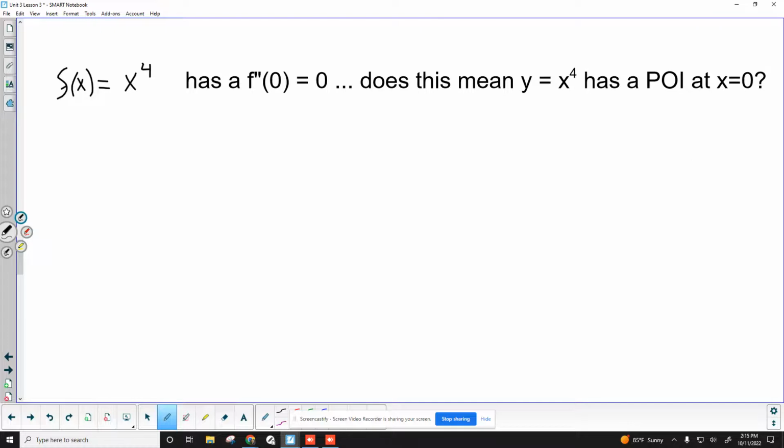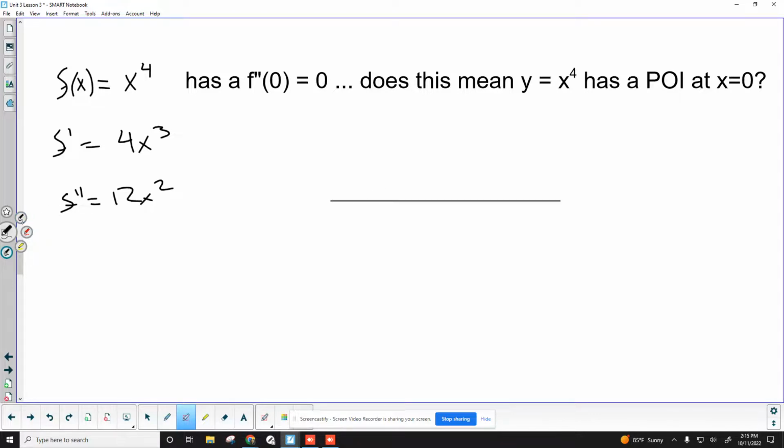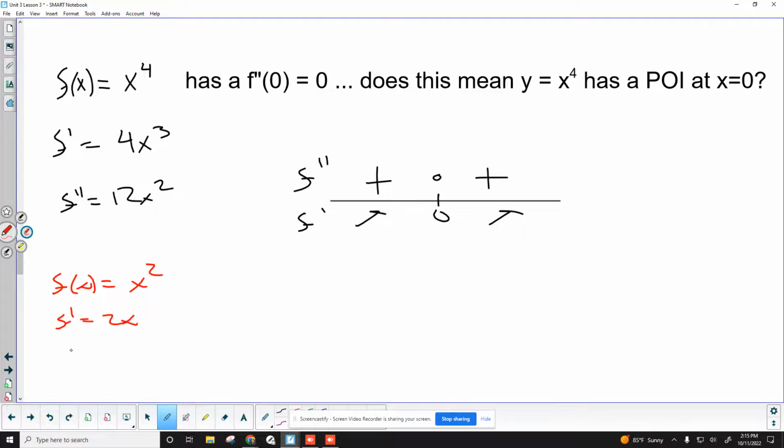I'll just walk you through this one. So x to the 4th, its second derivative is 12x squared. And the second derivative has a 0 at 0. This is the previous question in your notes. So the second derivative is positive, then 0, then positive, which means the first derivative is increasing and increasing. And I'm actually going to compare this at the same time to y equals x squared. Now, y equals x squared, second derivative is 2.